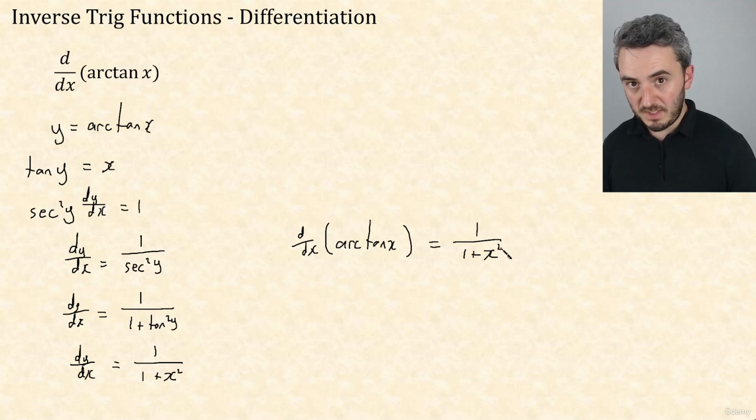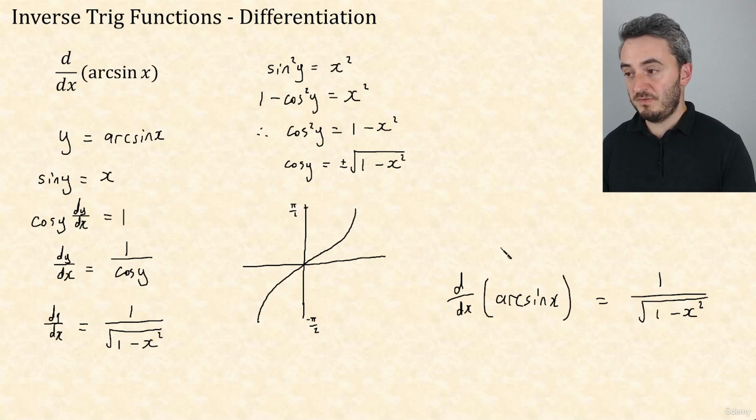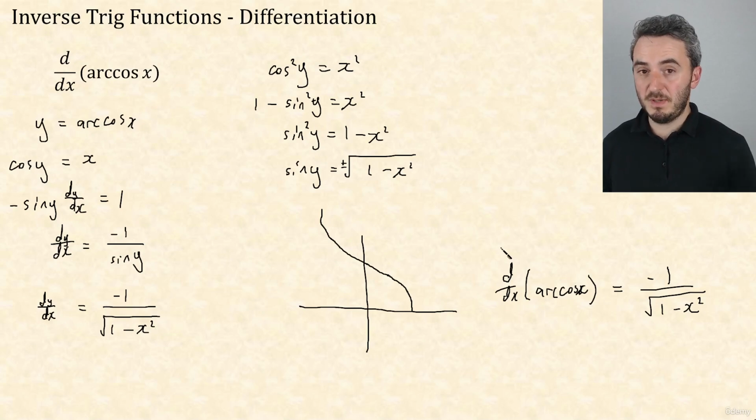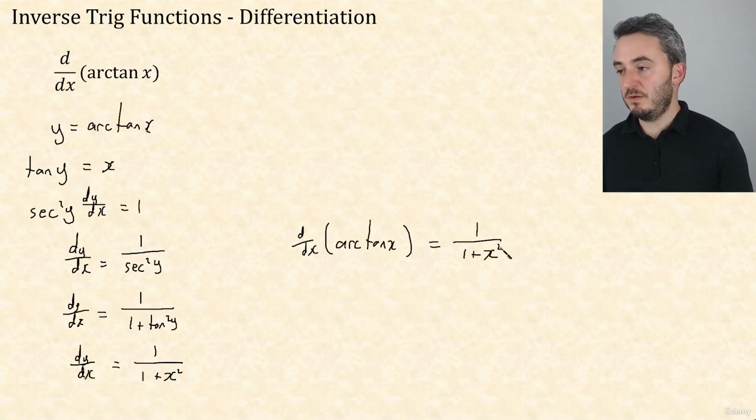So there we've got it. Three derivatives of our inverse trig functions. The derivative of arcsine x is 1 over root 1 minus x squared. The derivative of arccos is just the negative of that, minus 1 over root 1 minus x squared. And for arctan x, it's 1 over 1 plus x squared. Now that we've derived all of those, let's use them in the next video.